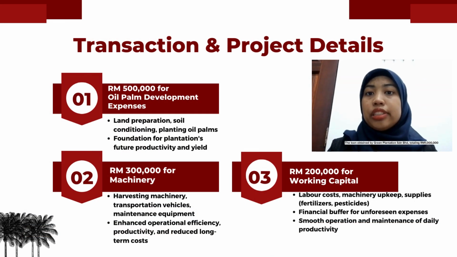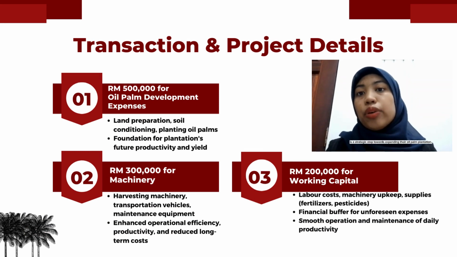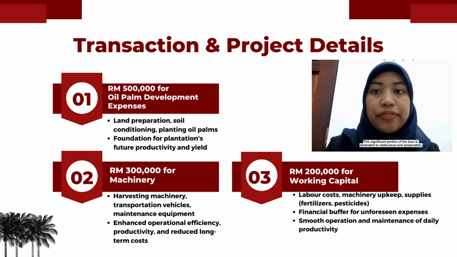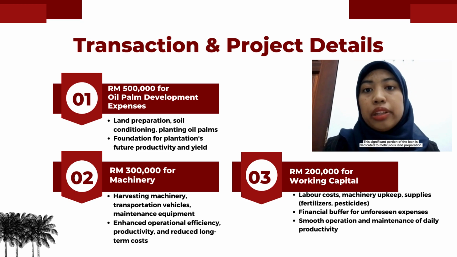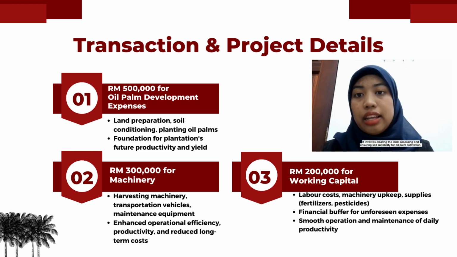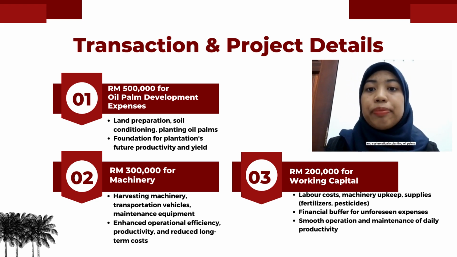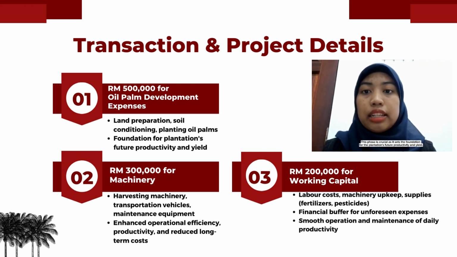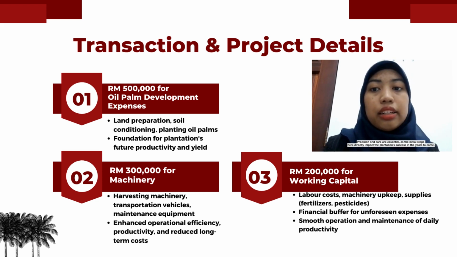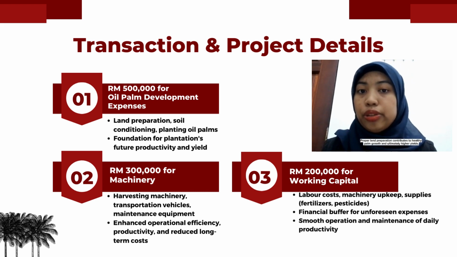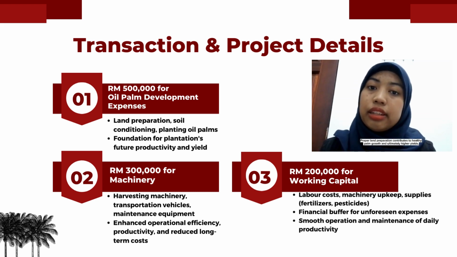The loan obtained by Green Plantation Sdn Bhd, totaling 1 billion ringgit, is a strategic step toward expanding their oil palm plantation. First, 500,000 for upland development expenses. This significant portion of the loan is dedicated to meticulous land preparation. It involves clearing the land, assessing and ensuring soil suitability, and systematically planting. This phase is crucial as it sets the foundation for the plantation's future productivity and yields. Precaution and care are essential as the initial step directly impacts the plantation's success in the years to come. Proper land preparation contributes to healthy plant growth and ultimately higher yields.